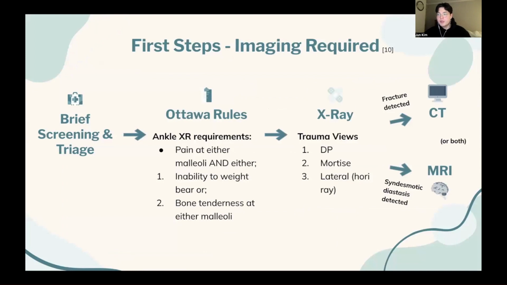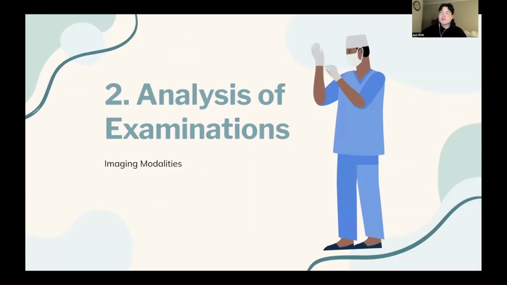First step, in the radiology department, the course of action will be based on the Ottawa rules, following brief patient screening and triage. Ankle X-rays require pain to be present at either malleoli and either 1, an inability to weight bear, or 2, bone tenderness at either malleoli. The X-ray series consists of the DP, Mortise, and lateral views. If a fracture or syndesmotic diastasis is detected, a CT or MRI scan will be done accordingly for further evaluation, or both. Moving on to analysis of examinations.